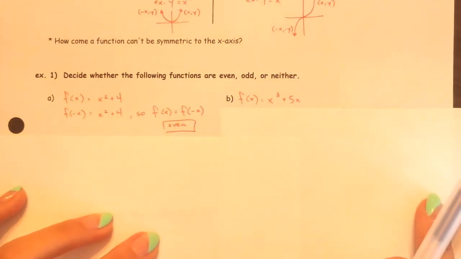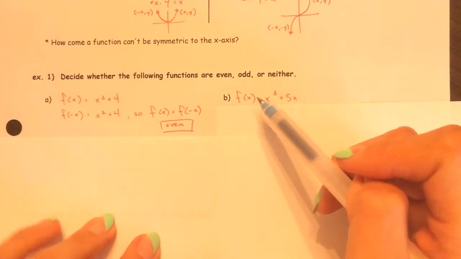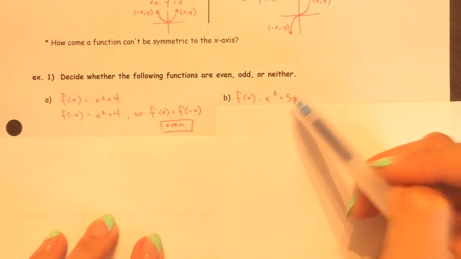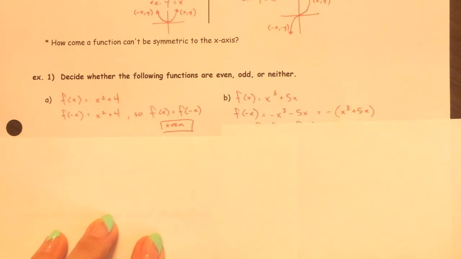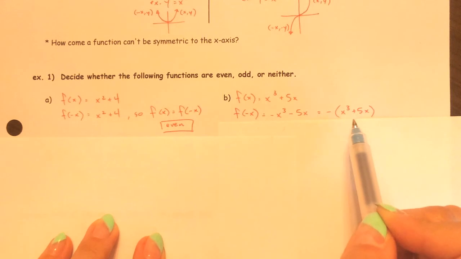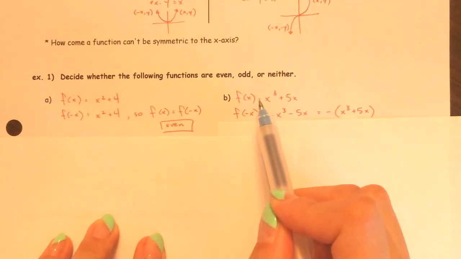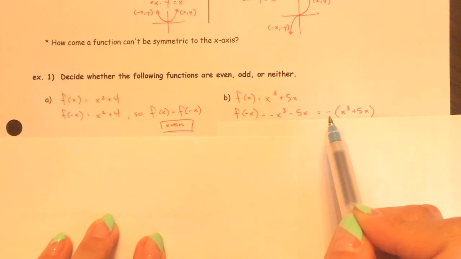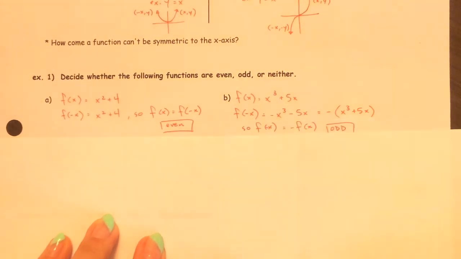I do the same thing for the next one, plug in a negative x, and think about what happens. What does this turn into? Well, they're both going to become negative. And then really, we can pull out the negative. Isn't this exactly the same, but with a negative out in front of the whole thing? Well, that means it's negative y. All right, so there would be your odd function.